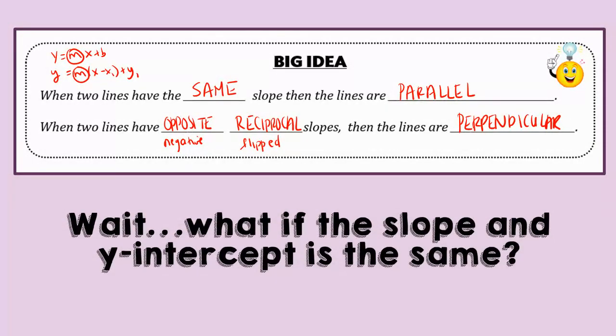Someone was wondering this, right? What if the slope and the y-intercept is the same? What if I give you two equations that are y equals 3x plus 4 and y equals 3x plus 4? Are these parallel? No, they're the same line, right? They're not considered parallel, so make sure you're looking at the entirety of the equation.